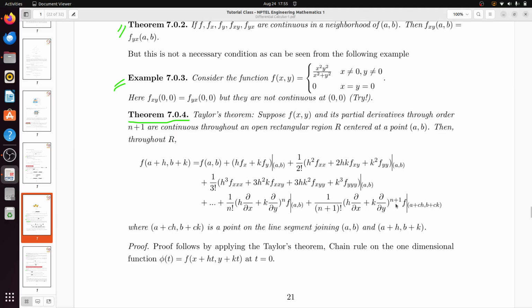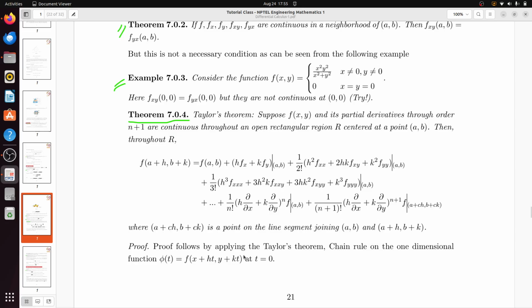And what will be the error? Here, just like the binomial, I have written 1 by n factorial (h del del x plus k del del y) to the power n f at a comma b, plus 1 by n plus 1 factorial (h del del x plus k del del y) to the power n plus 1 f at a plus ch, b plus ck. This a plus ch, b plus ck is a point on the line segment joining a comma b and a plus h comma b plus k.